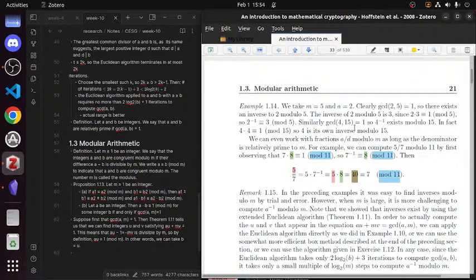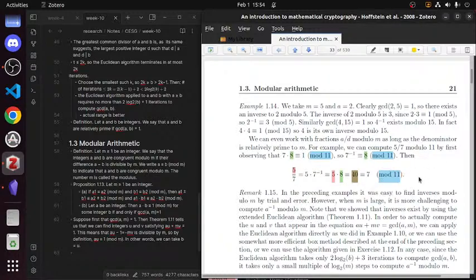Yep. Which is 7 mod 11. So is that saying that 5 over 7 is congruent to 7 mod 11? I'm not sure. Seems like that's what it's saying, but, you know, always good to double check.